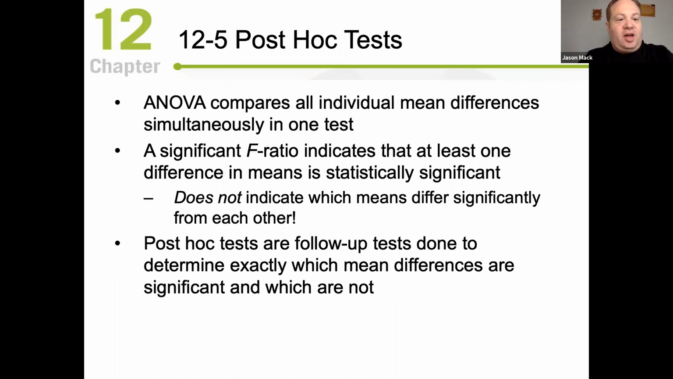Post hoc tests. ANOVA compares all the individual mean differences simultaneously in one test. A significant F ratio indicates that at least one difference in means is statistically significant. This does not indicate which means differ significantly from each other. Post hoc tests are follow-up tests done to determine exactly which mean differences are significant and which are not.